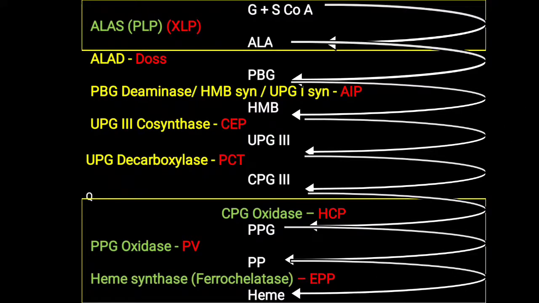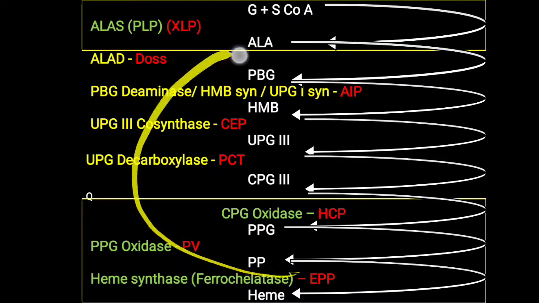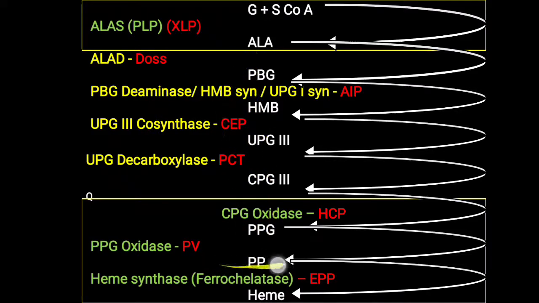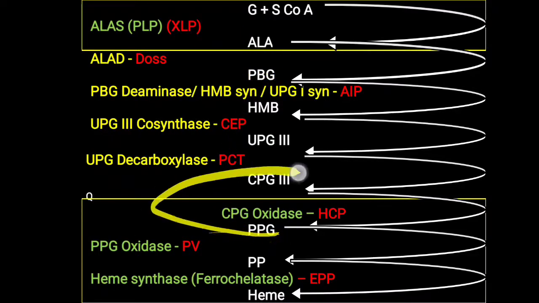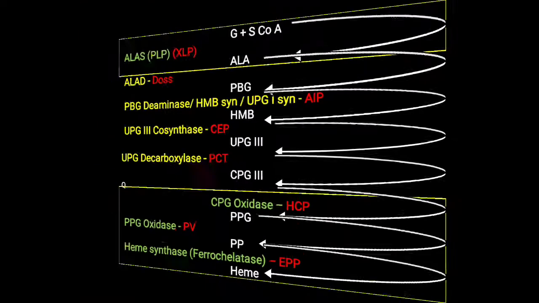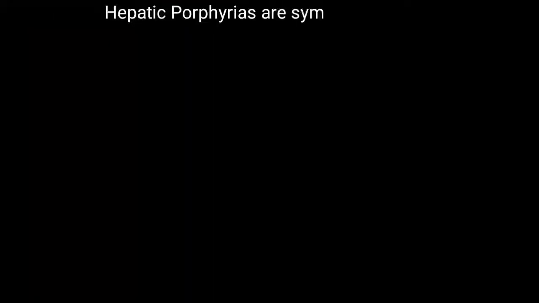Now lastly, heme synthase or ferrochelatase enzyme deficiency, which leads to erythropoietic protoporphyria. In this condition also all these molecules will be increased, particularly protoporphyrin, coproporphyrin and uroporphyrin levels, as well as ALA and PBG, because heme, which feedback inhibits this particular enzyme, is not there. So ALA, PBG as well as protoporphyrin and coproporphyrin will also be increased in the urine as well as in the blood. So hepatic porphyrias are typically symptomatic in adults.